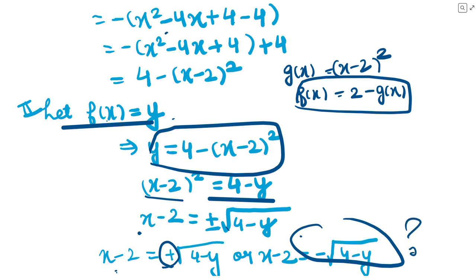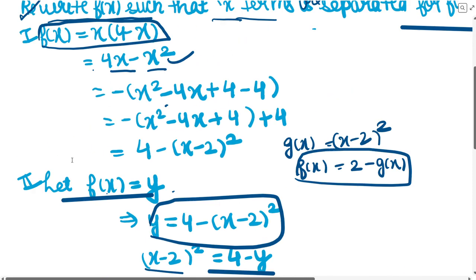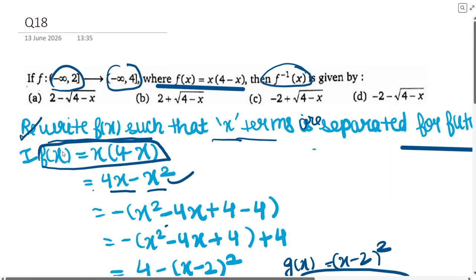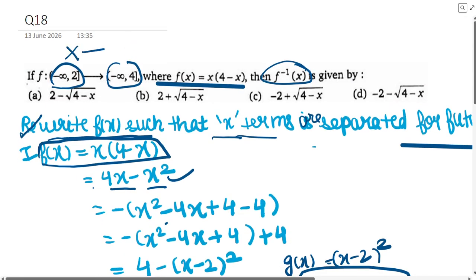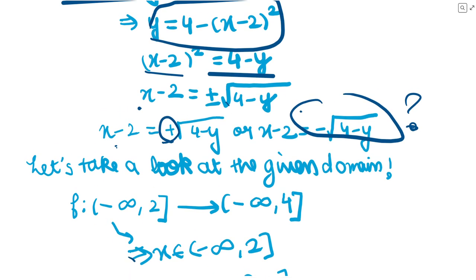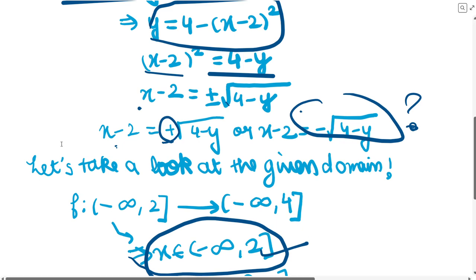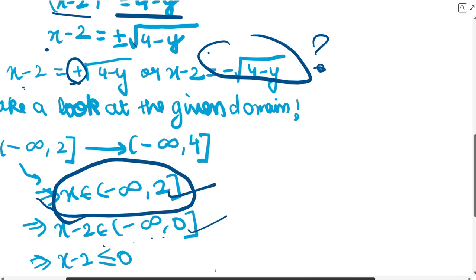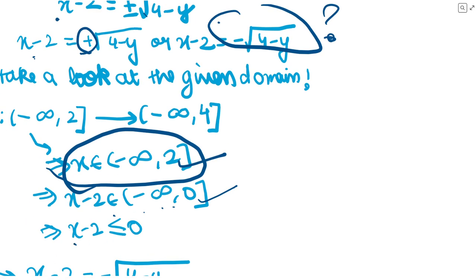Now the question is which one we should take. So now we'll look at the domain of the question. After having a closer look at the domain, we find that x can only belong from minus infinity till 2, where 2 is also included. That means that x minus 2 belongs from minus infinity till 0. We subtracted 2 from both sides. What does this mean? That x minus 2 is less than or equal to 0.